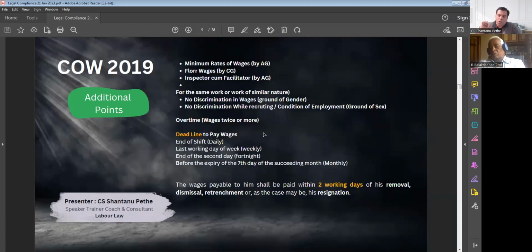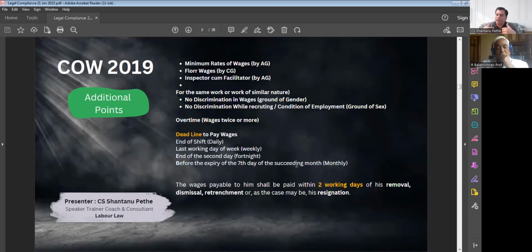Now, overtime wages. There is a provision for overtime wages. If an employee is working overtime, then you have to pay twice the normal rate of wages for the overtime. Now, this is also very important. You should note that there is a deadline to pay the wages, because less payment is a very serious offense, and you have to make the payment by the deadline.